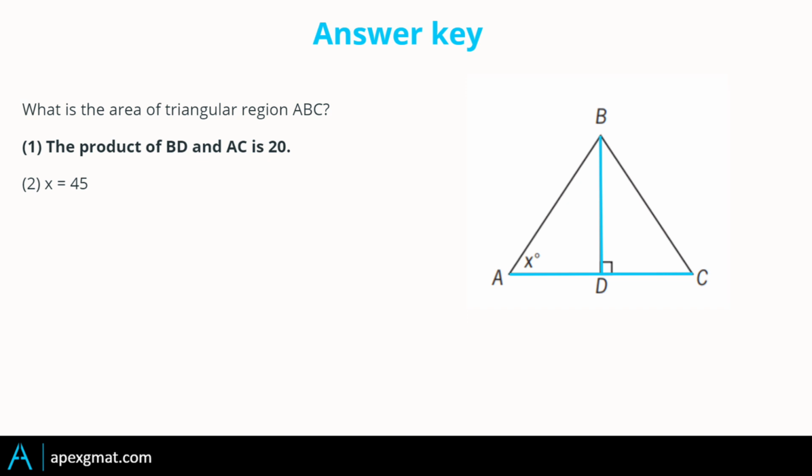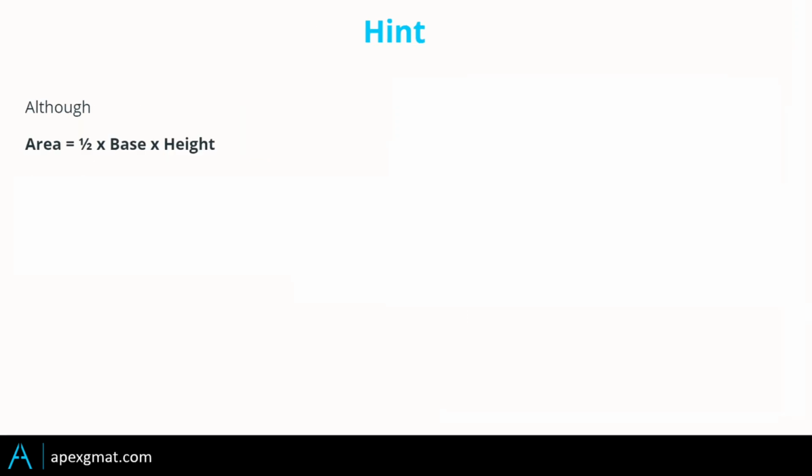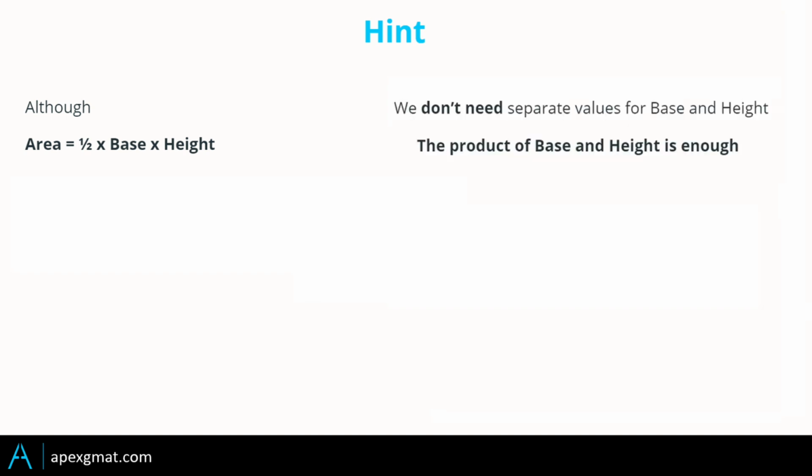Number 1 then gives us this product, BD times AC is 20. Well, here we're given a discrete value, which is a step in the right direction. Now, what do we need for area? You might say, well, we need a base and a height, but that's not entirely accurate. Our equation, area is 1/2 base times height, means that we don't need to know the base and the height individually, but rather their product.